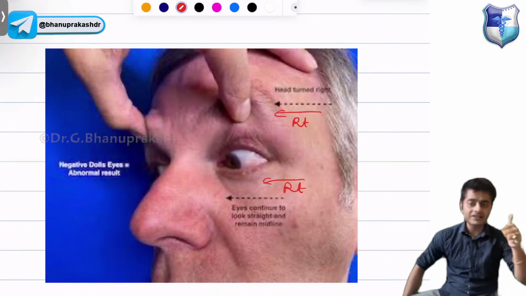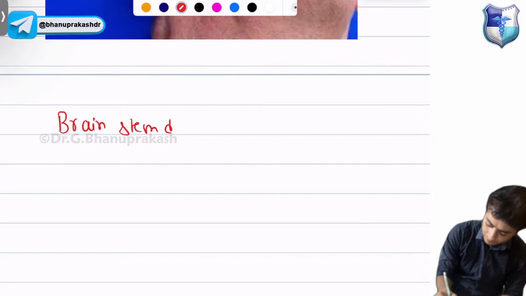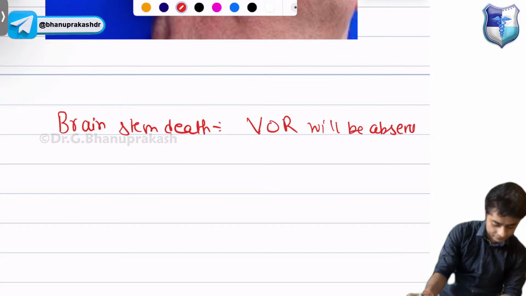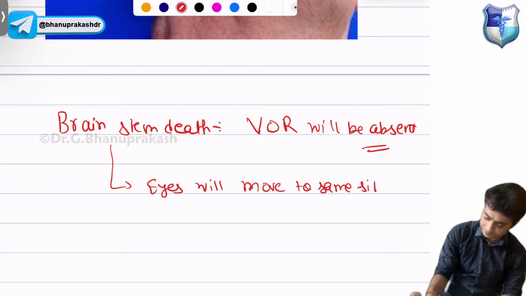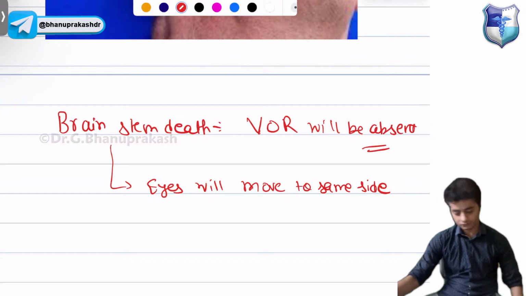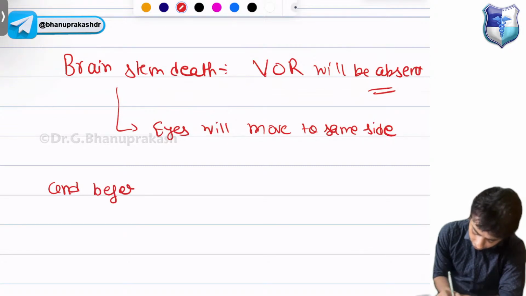Okay, everyone. Now everyone got this concept. If there is a patient of brainstem death, vestibulo-ocular reflex will be absent, and eyes will move to same side. ठीक है एवरीवन. जस्ट गिव मी थम्स अप अगर ये कंसेप्ट सबको समझ में आ गया तो. वेरी गुड.